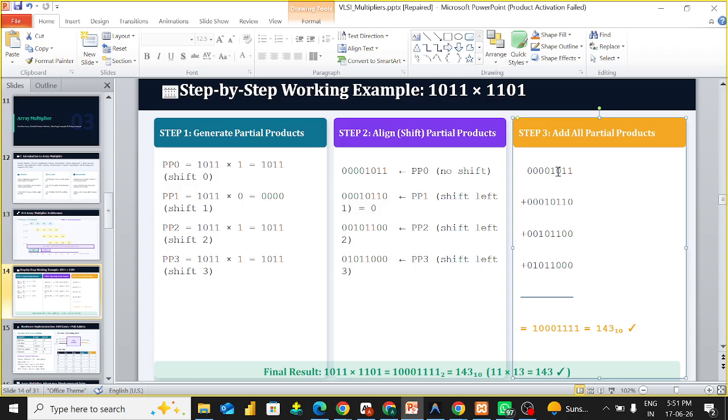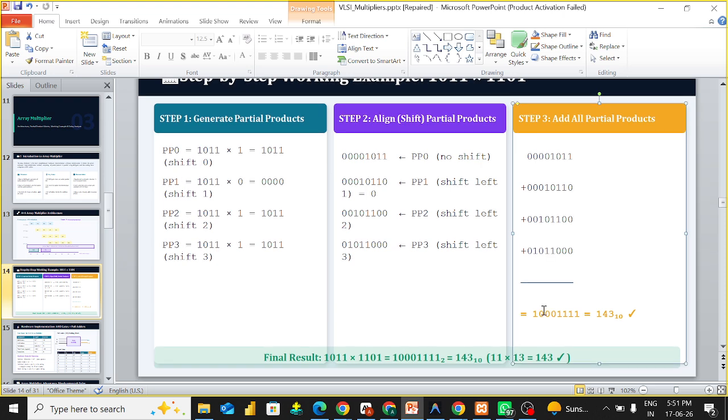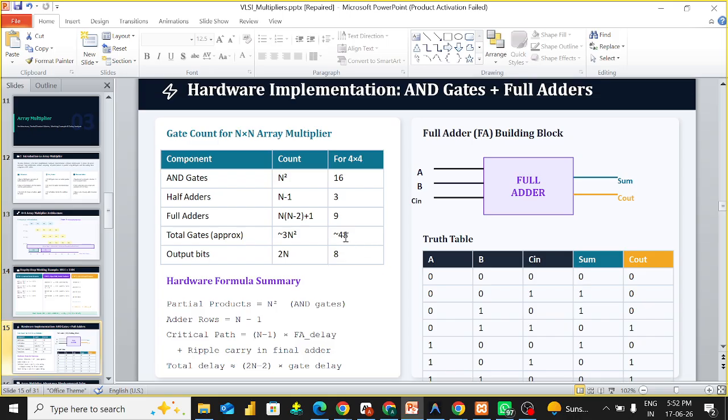So if you add this, you will get this value. Okay, so after knowing a better understanding of how the calculation is done and how it's arranged, you need to know the hardware implementation, like how many AND gates should I use for a 4 into 4 bit or n into n array multiplier, plus full adders.